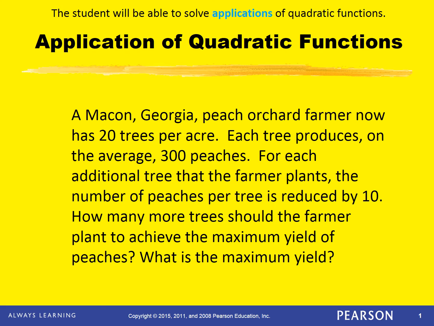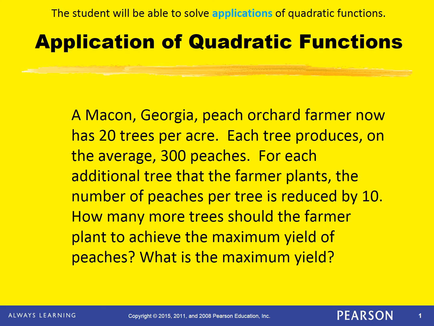Objective 3: The student will be able to solve applications of quadratic functions. A Macon, Georgia peach orchard farmer now has 20 trees per acre. Each tree produces, on average, 300 peaches. For each additional tree that the farmer plants, the number of peaches per tree is reduced by 10. How many more trees should the farmer plant to achieve the maximum yield of peaches? And what is the maximum yield?